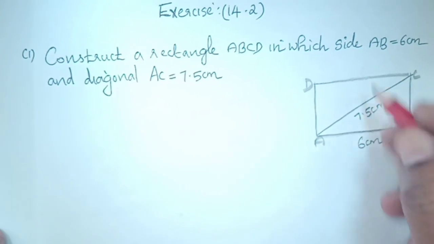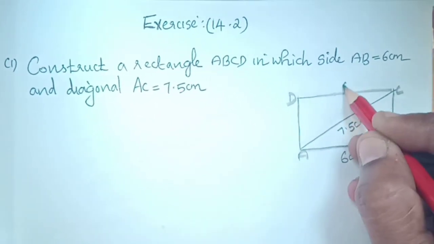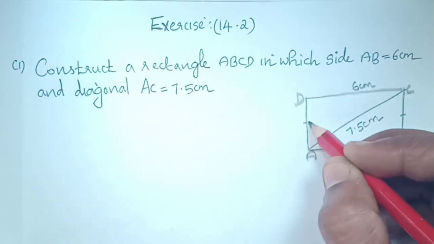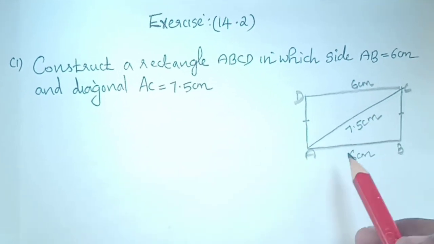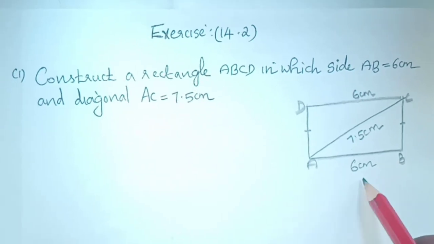In a rectangle, opposite sides are equal. Here AB is 6 cm, so CD is also 6 cm. And these two sides are also equal. The opposite sides BC and AD are equal. So, first draw a line segment AB equal to 6 cm.